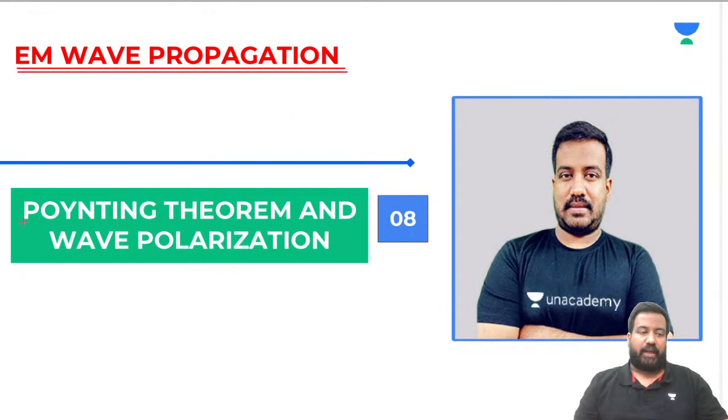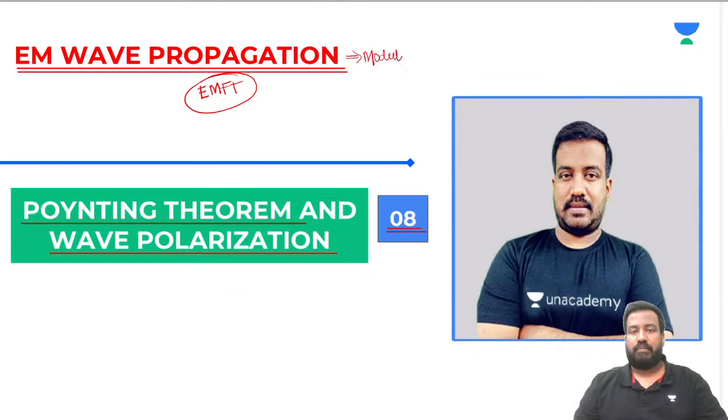In EM Wave Propagation, we are into Poynting theorem and wave polarization. It is session number 8 of this particular series of EM wave propagation from the subject of EMFT, and this is module 2 of EMFT.